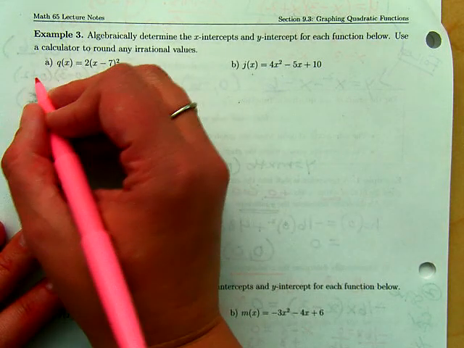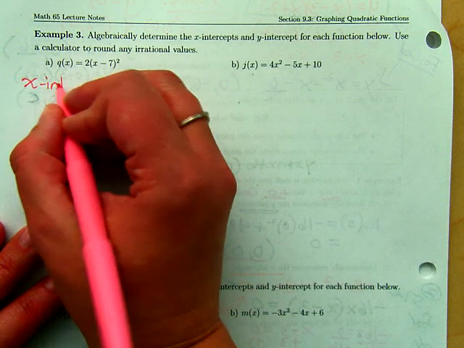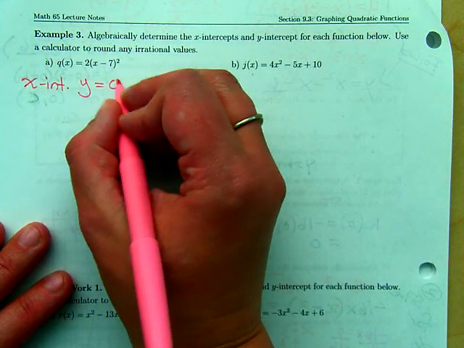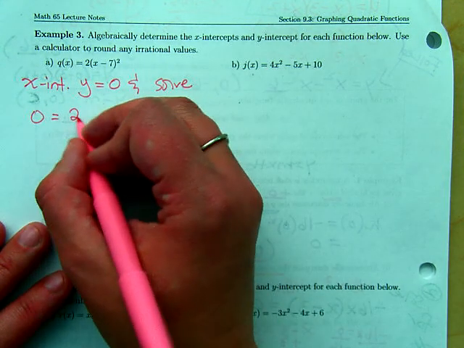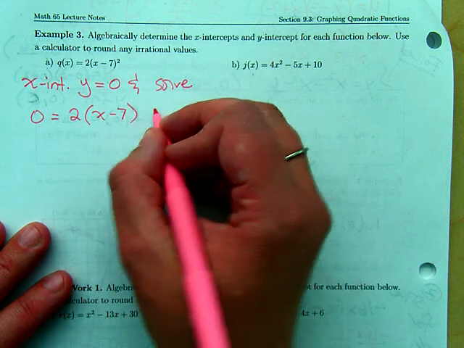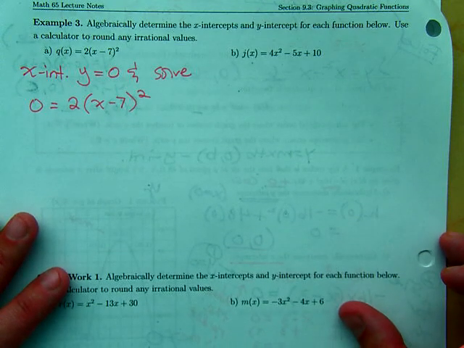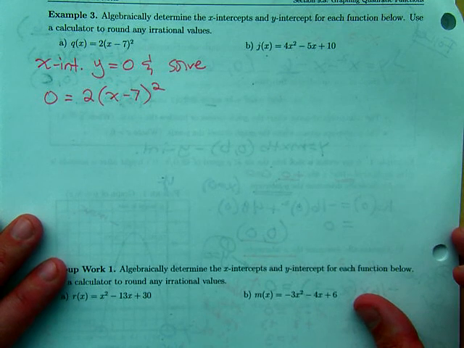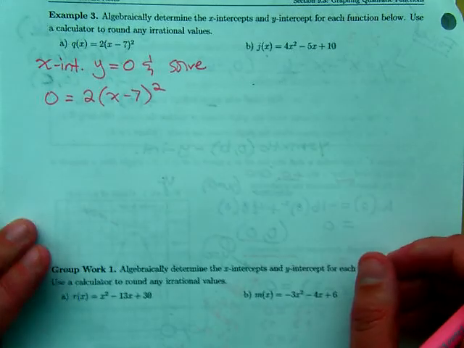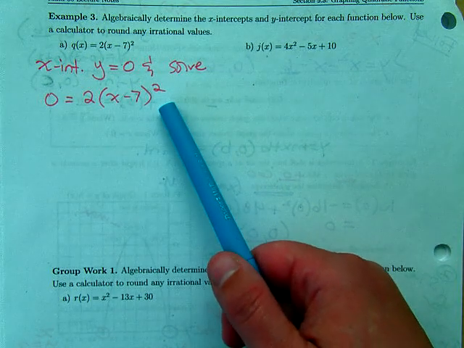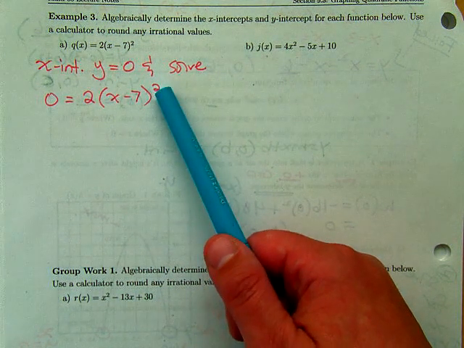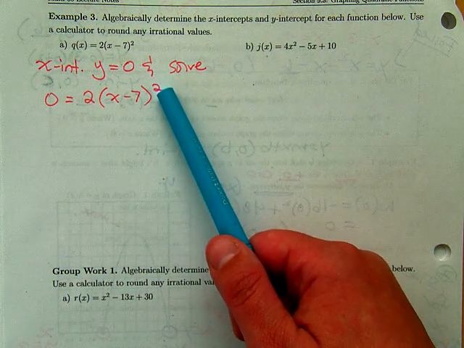Okay, so first, let's find the x-intercept. X-intercept, set y equal to 0 and solve. So 0 equals 2 times x minus 7 squared. How will I solve? I set y equal to 0. What method would be the easiest for this scenario? I would think the square root method like we just did on the last page, because if I can isolate the square, I can undo it using the square root.